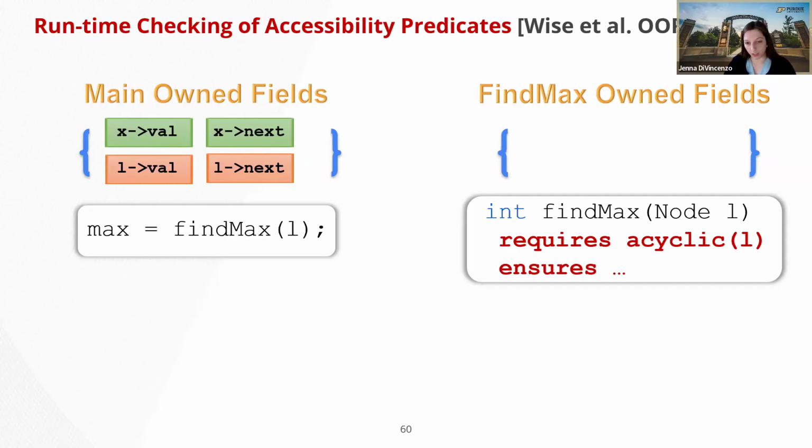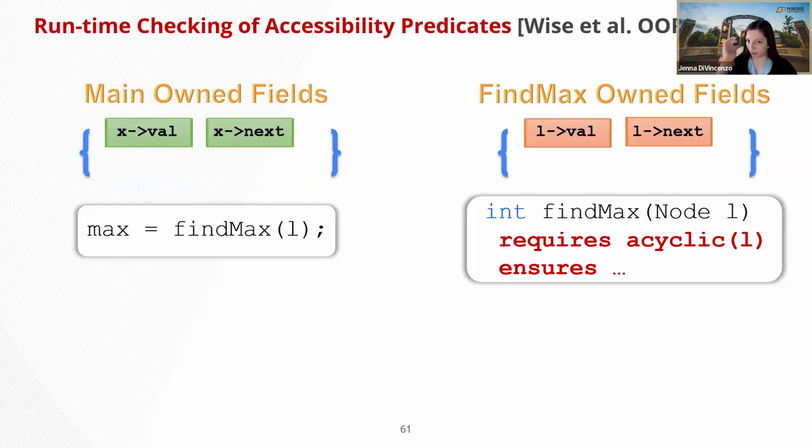And that is determined by the precondition on the function. So in this case, find max has acyclic of L, which is fully precise, and it denotes only the heap locations. So it says find max only needs the heap locations for list L, and so only those are calculated and passed to find max.